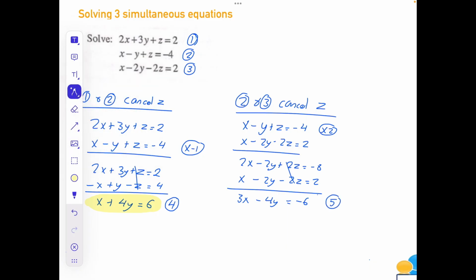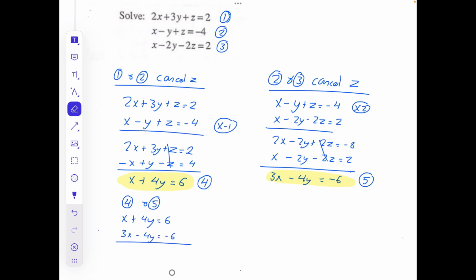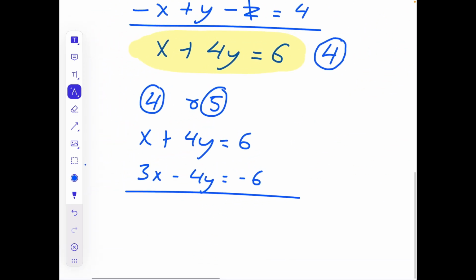Again, I'm going to highlight it because it's super important and it's going to be used in our next step. So we've done 1 and 2 and we've cancelled z. We've done 2 and 3, we've cancelled z. Now we're going to take equation 4 and 5. So we have x plus 4y is equal to 6, and 3x minus 4y is equal to -6. Now, what I was saying earlier about your Junior Cert simultaneous equations being very important, we are now back to a Junior Cert simultaneous equation.